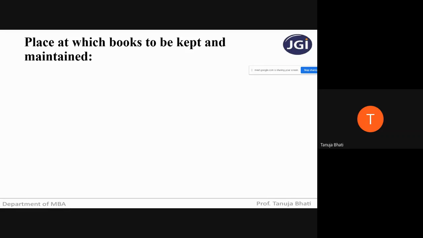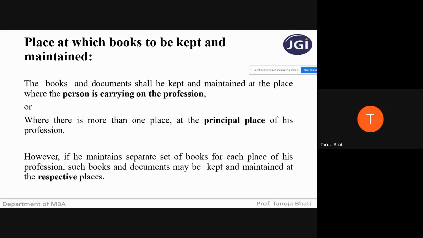So let us see. The books and documents shall be kept and maintained at the place where the person is carrying on the profession, or where there is more than one place, then at the principal place of his profession. However, if he maintains a separate set of books for each place of his profession, such books and documents may be maintained at the respective places where he is carrying out his business or profession.